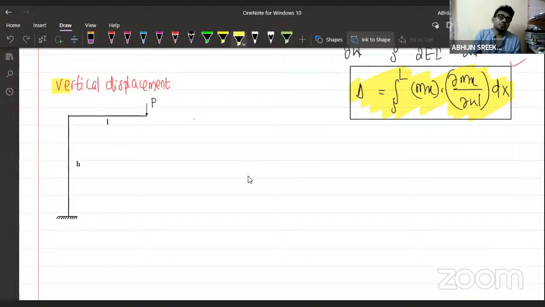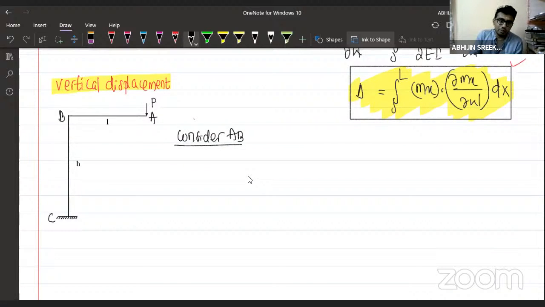First of all, what you have to do? This is member AB. This is joint C. How to do it? Yes. First of all, I'm going to consider member AB. If I consider the member AB, I'm considering a section here, at a distance X. This is the load acting at a distance X from this end. Mx value will be equal to P into X, and we need to calculate ∂Mx/∂P.